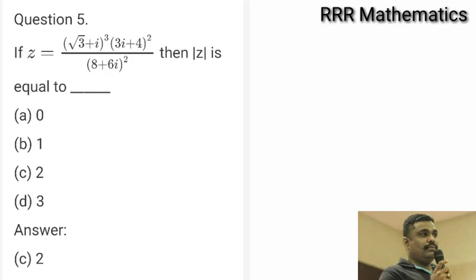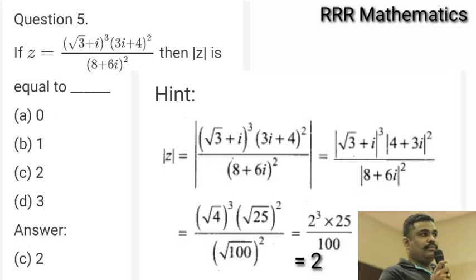Question number 5. If z equals root 3 plus i whole power 3 into 3i plus 4 whole square divided by 8 plus 6i whole square, then mod z is equal to dash. In this case z is given, therefore take modulus. So mod z equals modulus of root 3 plus i whole cube into 3i plus 4 whole square divided by 8 plus 6i whole square.